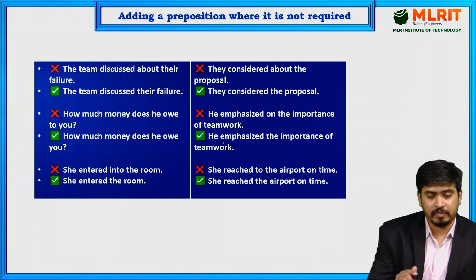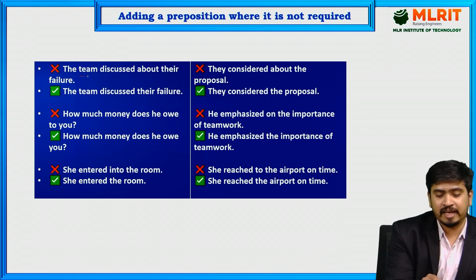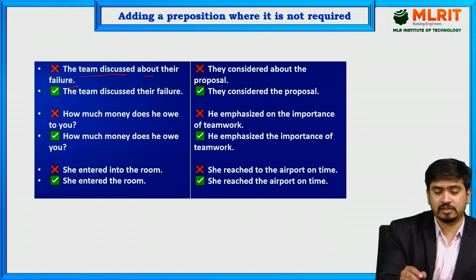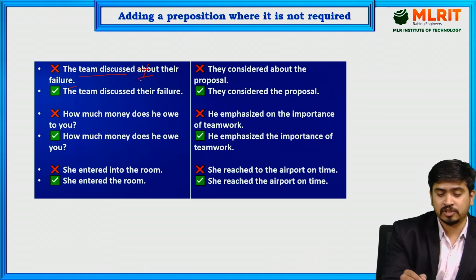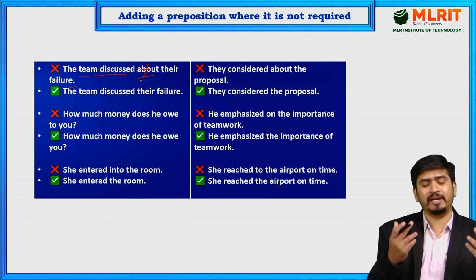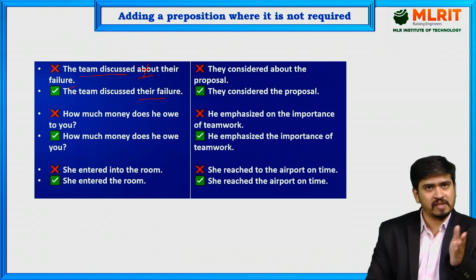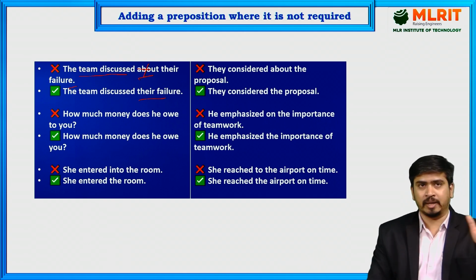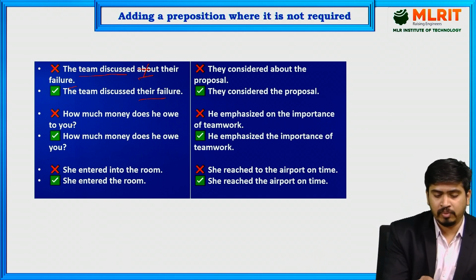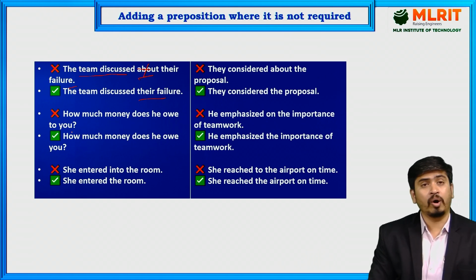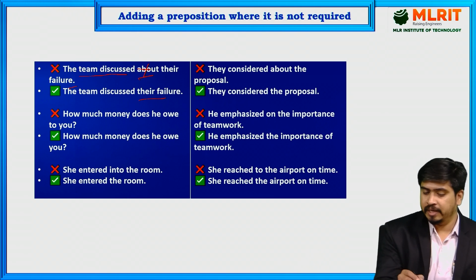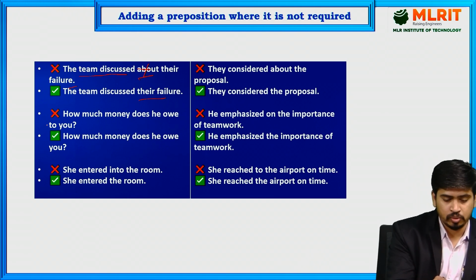First example: the team discussed about their failure. Discussed about. This preposition is not required here. Discussed. What did they discuss? Their failure. It's a direct object. Discuss their future. Here, a preposition is not required. Next example: how much money does he owe to you? Owe whom? You. Here, this preposition to is not required.